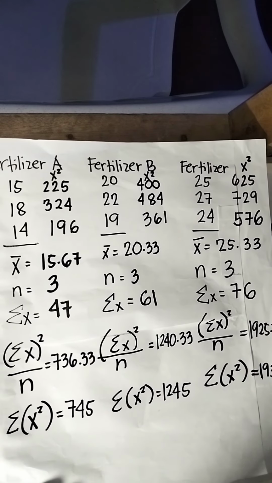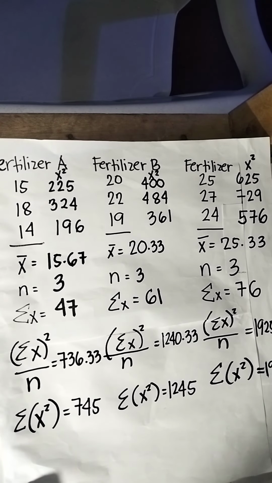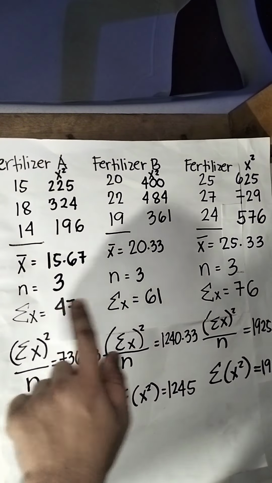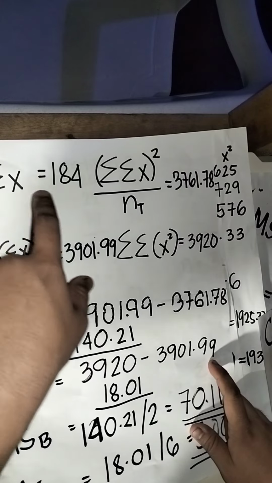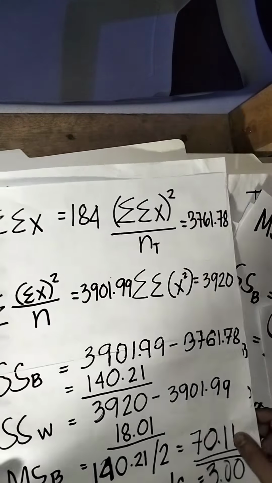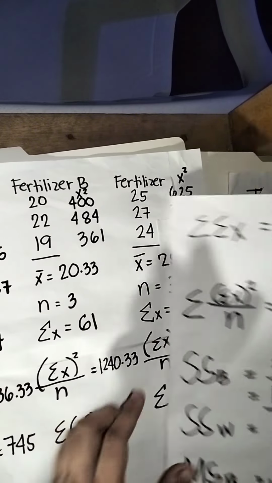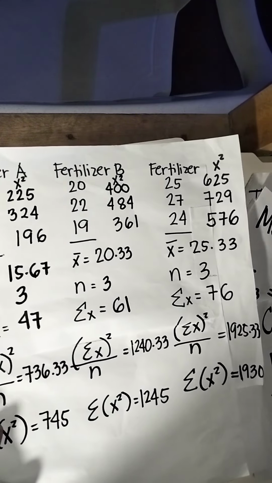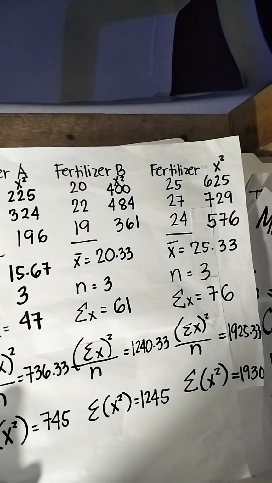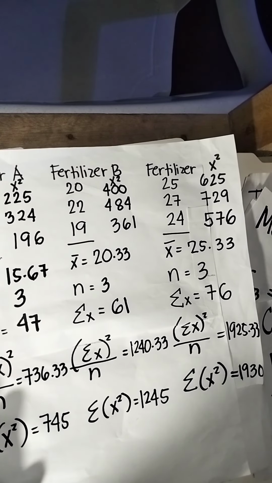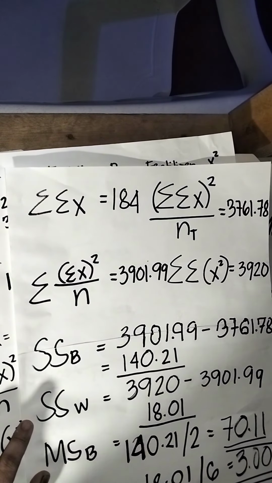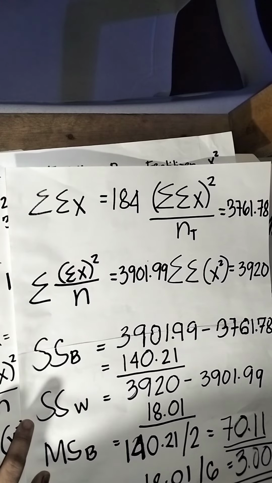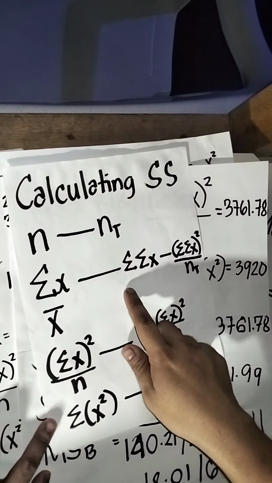So now, we will get the summation of x of fertilizer A, B, and C. It means we just add all the summations of x. So, what is the summation of x? Sige, you can double check it, everyone. You add 47 plus 61 plus 76, and you will get the summation of x equal to 184.